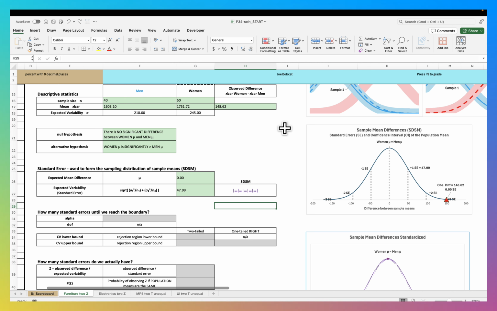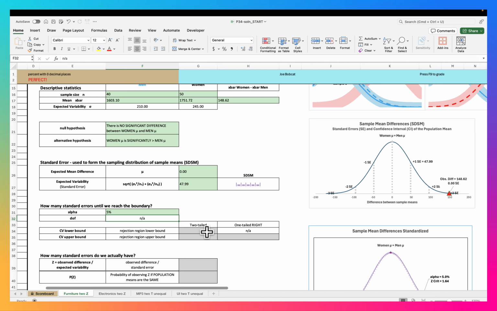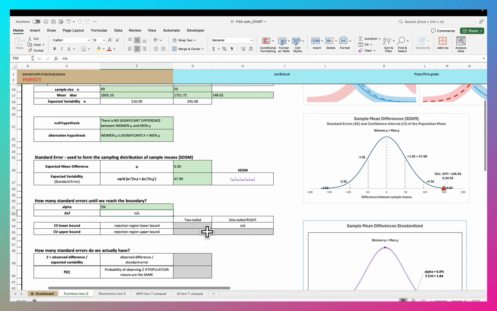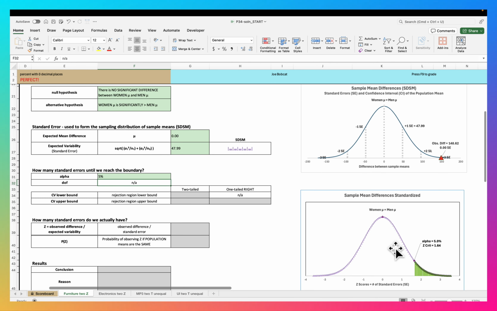But let's keep going. So first, let's find out how many standard errors until we reach the boundary, right? The boundary where we would basically say, look, we're not in the same population. We're probably going to have to reject. So that's going to be based on our alpha, which is 0.05 or 5%. And now we're going to calculate our critical values. The critical values appear here on this second chart.